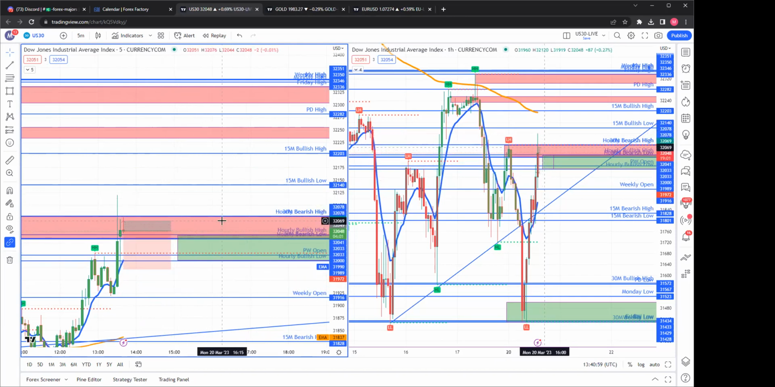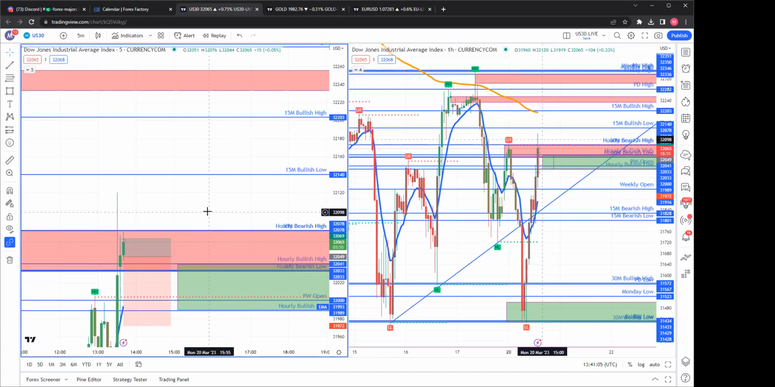And you can see it's rejecting exactly from the hourly bearish high, right? Last week, I talked to you guys about price rejecting exactly from a zone we are looking for. So I just closed out this trade for 30 pips.